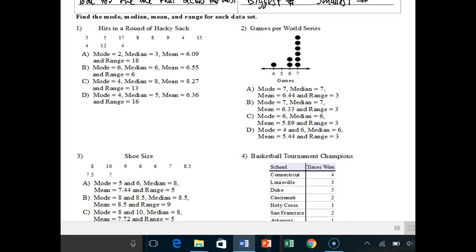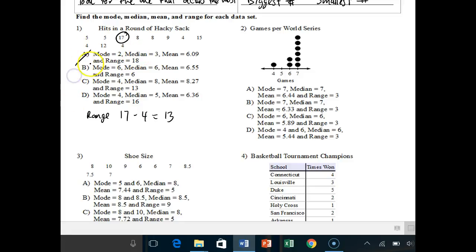Now, I would tell you, do all that stuff, and it would take a really long time for each problem, but you really use process of elimination. So the easiest thing to calculate, like I said, is the range. So find your biggest number, which in this case is 17, and find your smallest number, which in this case happens to be 4, and do 17 minus 4. So your range in this case is 13. So anything that doesn't have a range of 13 is wrong.